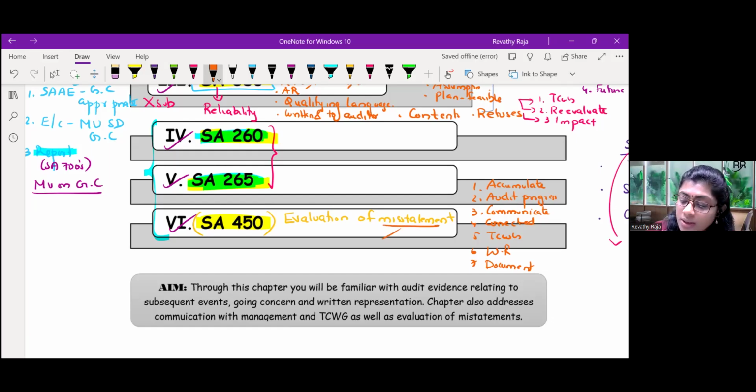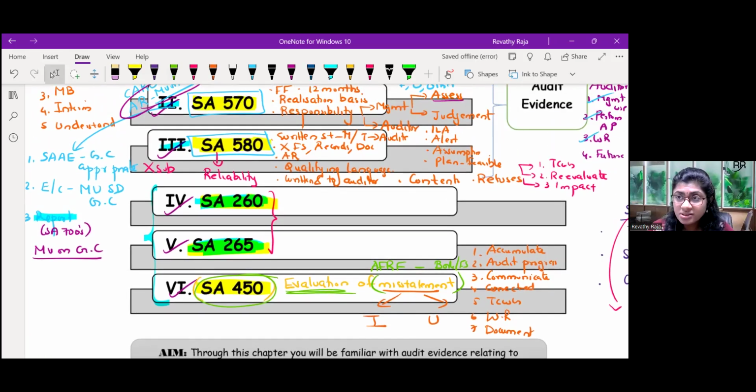Now here you are concerned with both identified misstatement and uncorrected misstatement. Uncorrected misstatement you will modify. Basically, misstatement means it's a difference between the matters as per AFRF and the matters as per books. So SA 450 will mainly apply in case of evaluation. In 315, you will identify and assess risk. In 330, you will respond, and in 450, you evaluate.